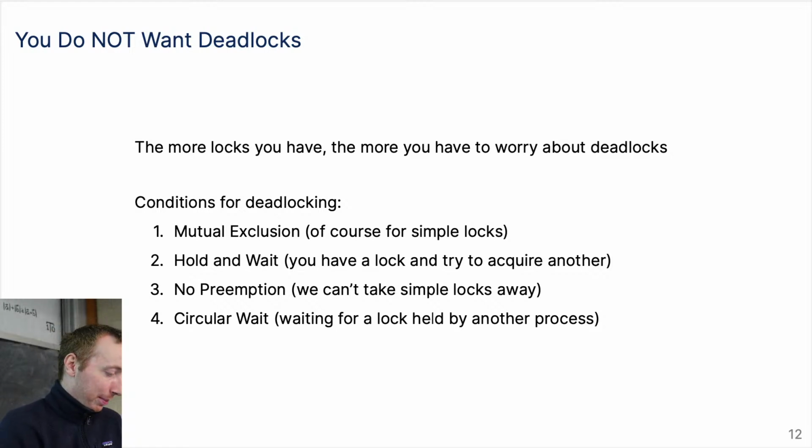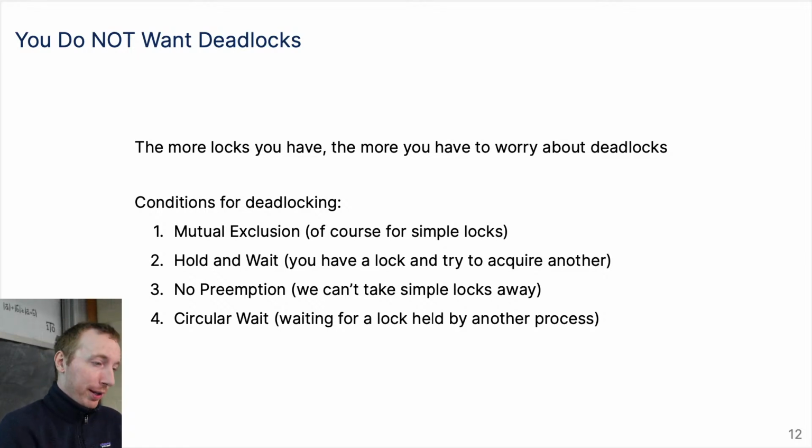So we haven't talked about deadlocks yet, so here we get to talk about deadlocks and the conditions for deadlocking. The more locks you have, the more you have to worry about this. There are 4 conditions you need to have for a deadlock. One is mutual exclusion, which, if you have mutexes, of course is going to happen because they're for mutual exclusion.